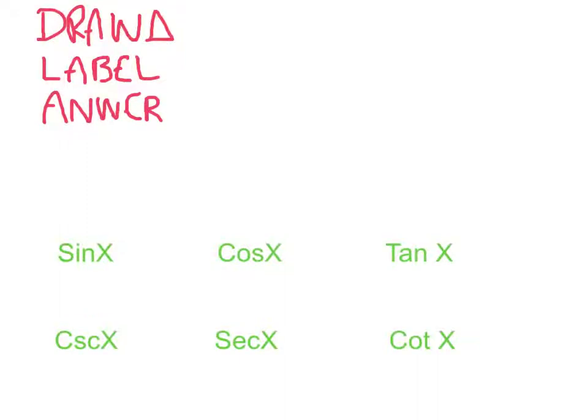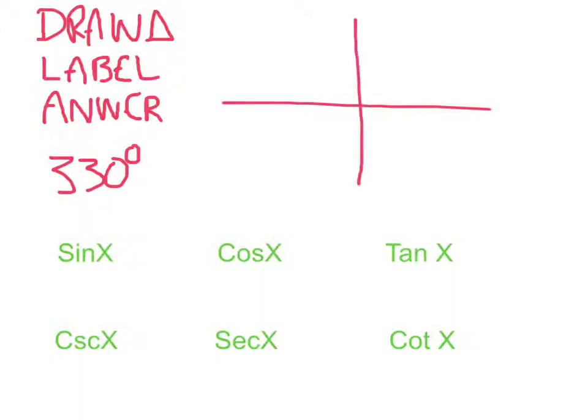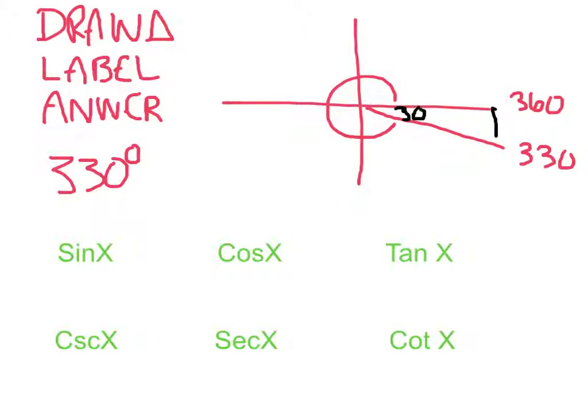Let's do 330 degrees. 330 degrees on a unit circle, the way I think about it is we're just 30 degrees shy of 360, so 330 is right here. When I draw that triangle, this is a 30-degree angle, so I know that if the radius is 1, this is 1/2, and the longer leg is the square root of 3 over 2. In this problem, the x is positive, but the y is negative, so it's negative 1/2.